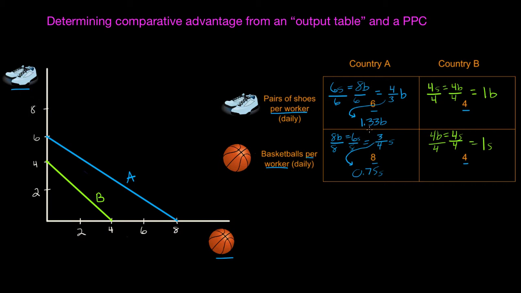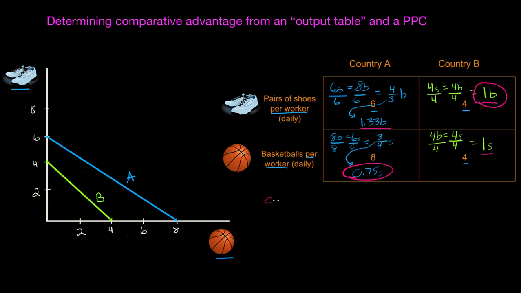Let's first look at shoes. We can see that country A can produce shoes at the opportunity cost of 1.33 basketballs per shoe, and country B can produce shoes at the opportunity cost of 1 basketball per pair of shoes. Clearly, country B can produce shoes at the lower opportunity cost. So country B should specialize in shoe production since that's what it has a comparative advantage in. For basketballs, country A can produce basketballs at an opportunity cost of 0.75 pairs of shoes per basketball, whereas country B must give up 1 pair of shoes per basketball, giving country A the comparative advantage due to its lower opportunity cost in basketball production.